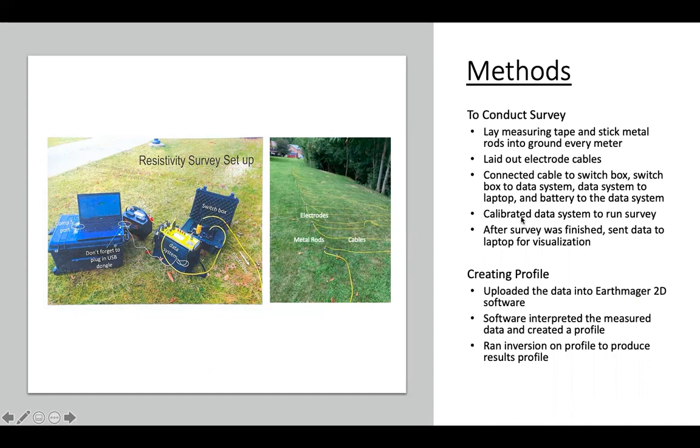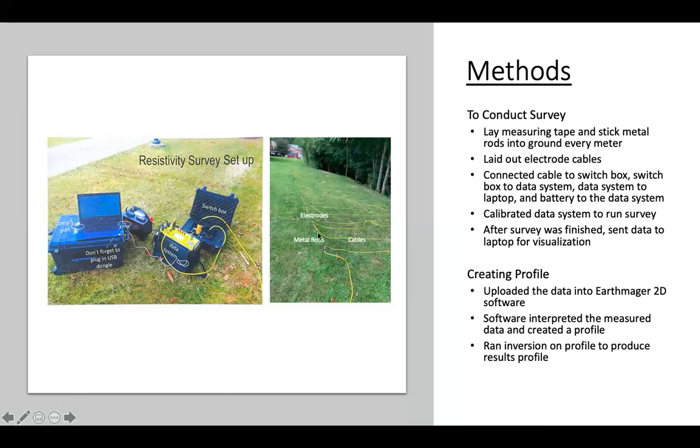There's more detailed instructions as to what I did in my methods right here, and also if you look in my report, I have even further detailed instructions. So after that was all set up and I ran my survey, I was able to create a profile. So basically how I did this is I saved the measured data points from the survey to the computer, and then from the computer I was able to use the EarthImager 2D software. So I uploaded my data that I had gotten from the computer onto the software, and then the software was able to interpret the data and created a profile.